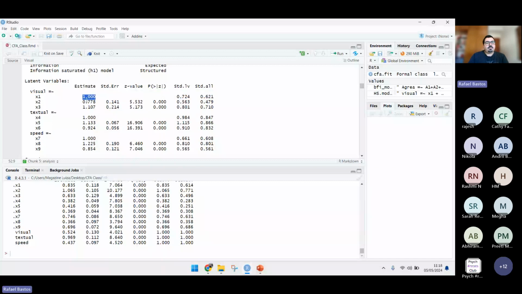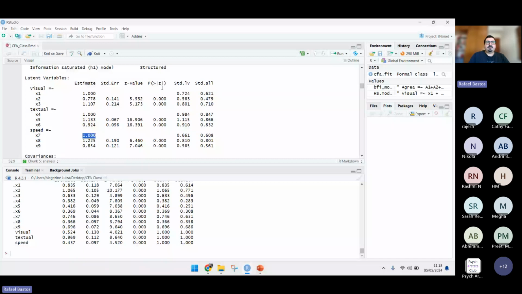So this first item of the factor textual is also fixed to 1, and item x7 of the factor speed is also fixed to 1. That's why we don't have the p-value of those items, okay? Because we are fixing the parameter here. But we can interpret this factor loading looking at the last column, which is the standardized solution. So it standardizes the factor loadings based on this fixed parameter and based on fixing the parameter of the latent variables as well. So we see that we have a 0.62 factor loading here, which is considered medium to high.